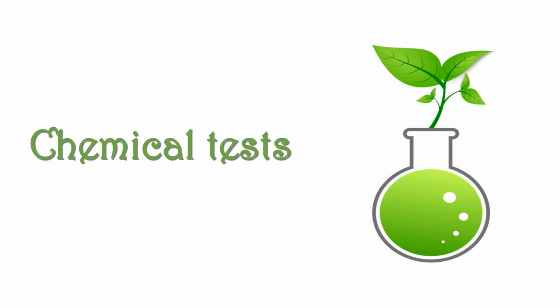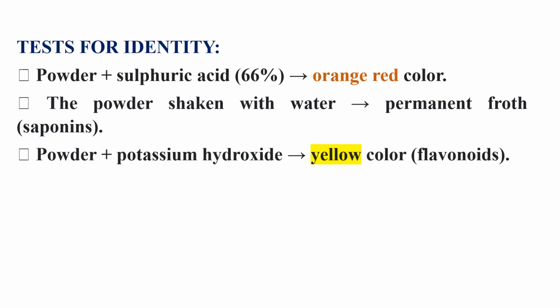Chemical tests. The powder of licorice could be identified using 66% sulfuric acid, with which the powder gives an orange-red color. Also the froth test, because of the active constituent saponin. The powder shaken with water forms persistent froth due to the presence of saponin, or if the powder is treated with potassium hydroxide, a yellow color is developed due to the presence of flavonoids.